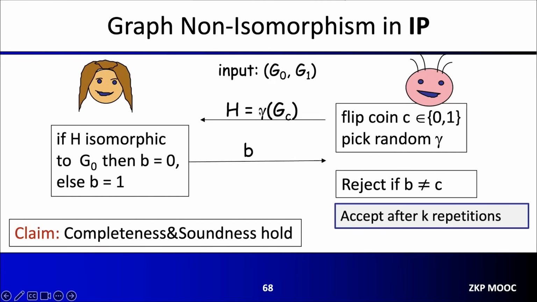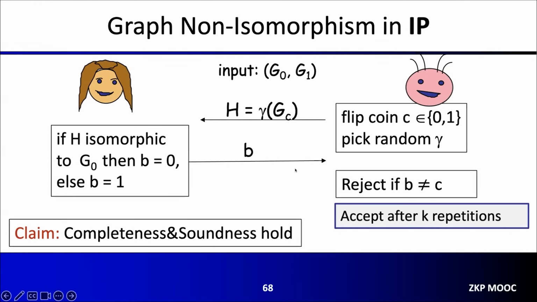He says, hey, this guy couldn't tell whether it was an isomorphism of G0 or G1. He must be a liar. These two graphs must be isomorphic to each other. I reject. However, as usual, he could have been lucky. He could have guessed the right coin, even though H is isomorphic to both G0 and G1. He could have guessed that the coin flip was 0, say, and convinced the verifier, or at least left the verifier ambivalent.